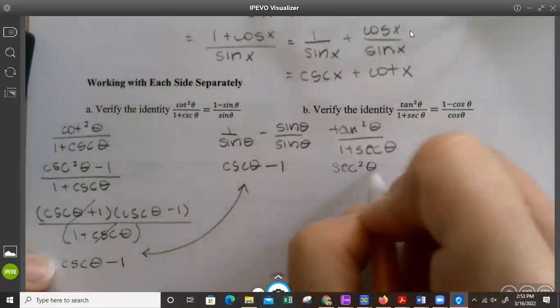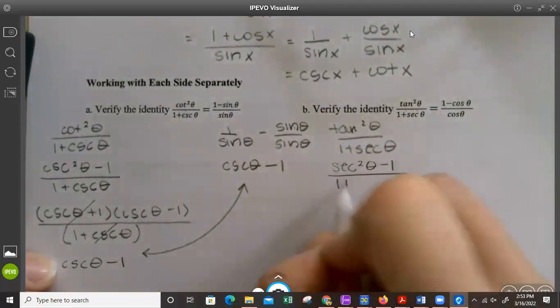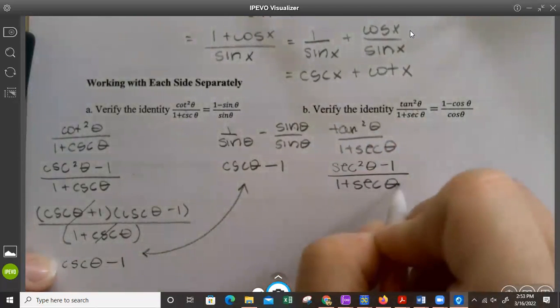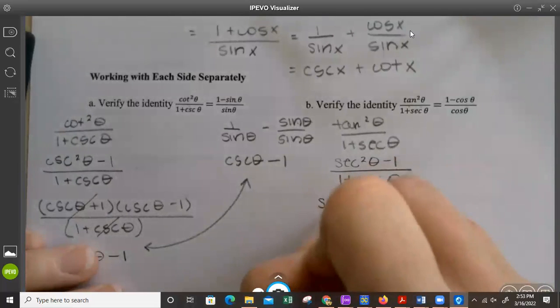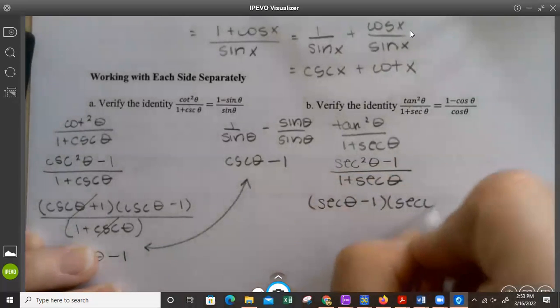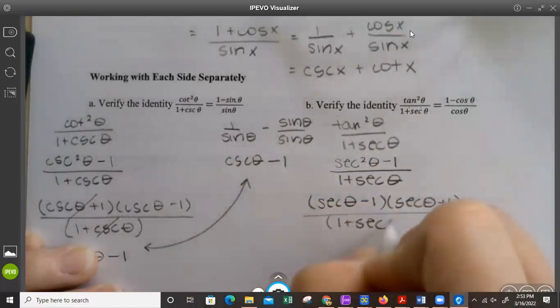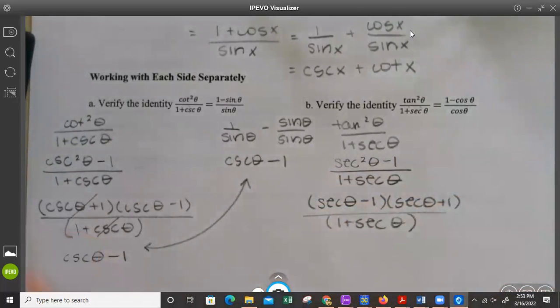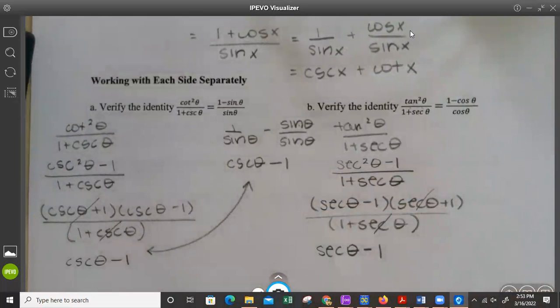Secant squared theta minus 1 over 1 plus secant theta. Then what did I do to the top? I factored it, right? So what did I factor it into? Doesn't matter which order you put it in. On the bottom, 1 plus secant theta. What do you see? No longer a fraction. So I've simplified this as much as I can. Go to the other side.